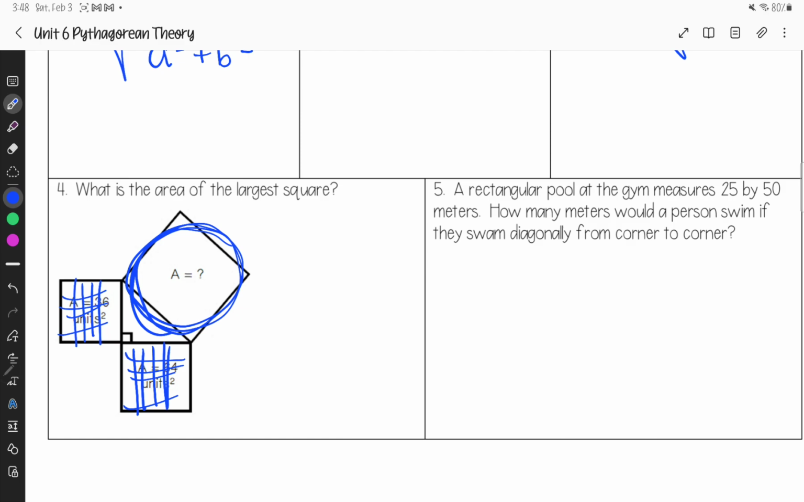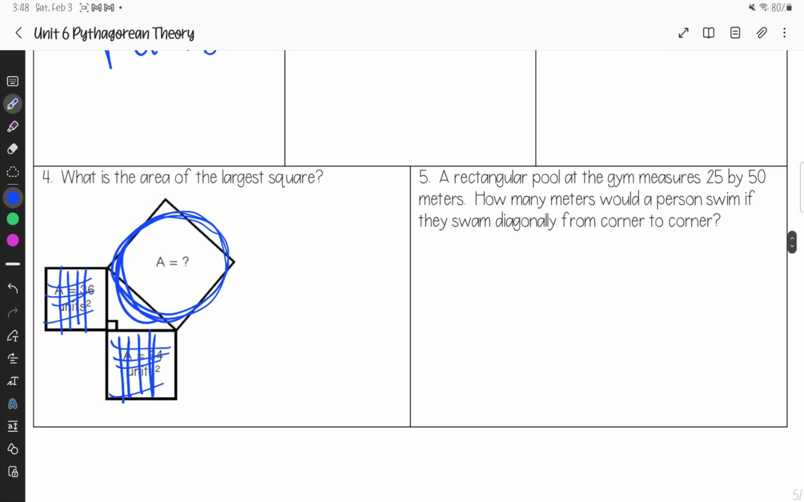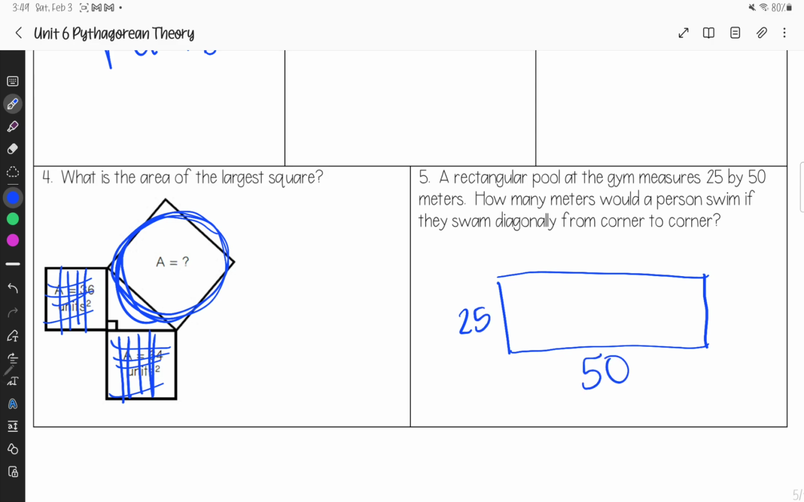And then number 5: a rectangular pool at the gym measures 25 by 50 meters. How many meters would a person swim if they swam diagonally from corner to corner? First thing you need to realize is that this is a rectangle, so we can assume this is 25, this is 50. We know that in rectangles, opposite sides are the same. So if this side's 25, this side's 25. If this side's 50, this side's 50.